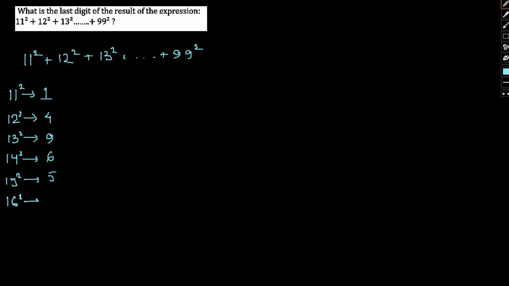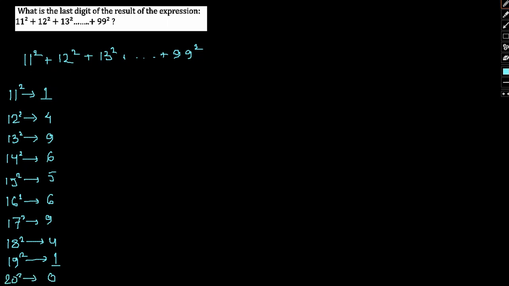16 square, again 6 square is 36, so unit digit 6. 17 square, again 7 square is 49, so unit digit 9. 18 square, again 64, so 4. 19 square, again it ends in 1. And 20 square, 0 square is 0.